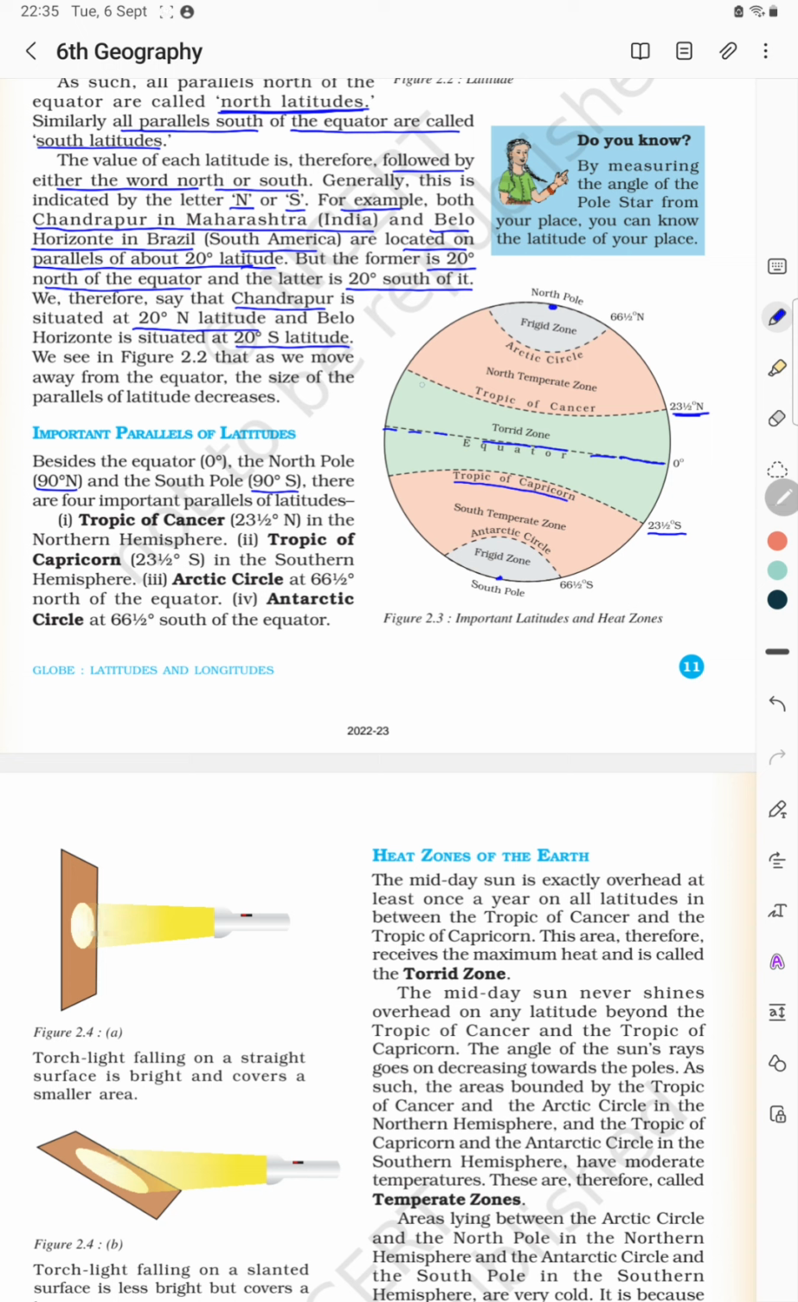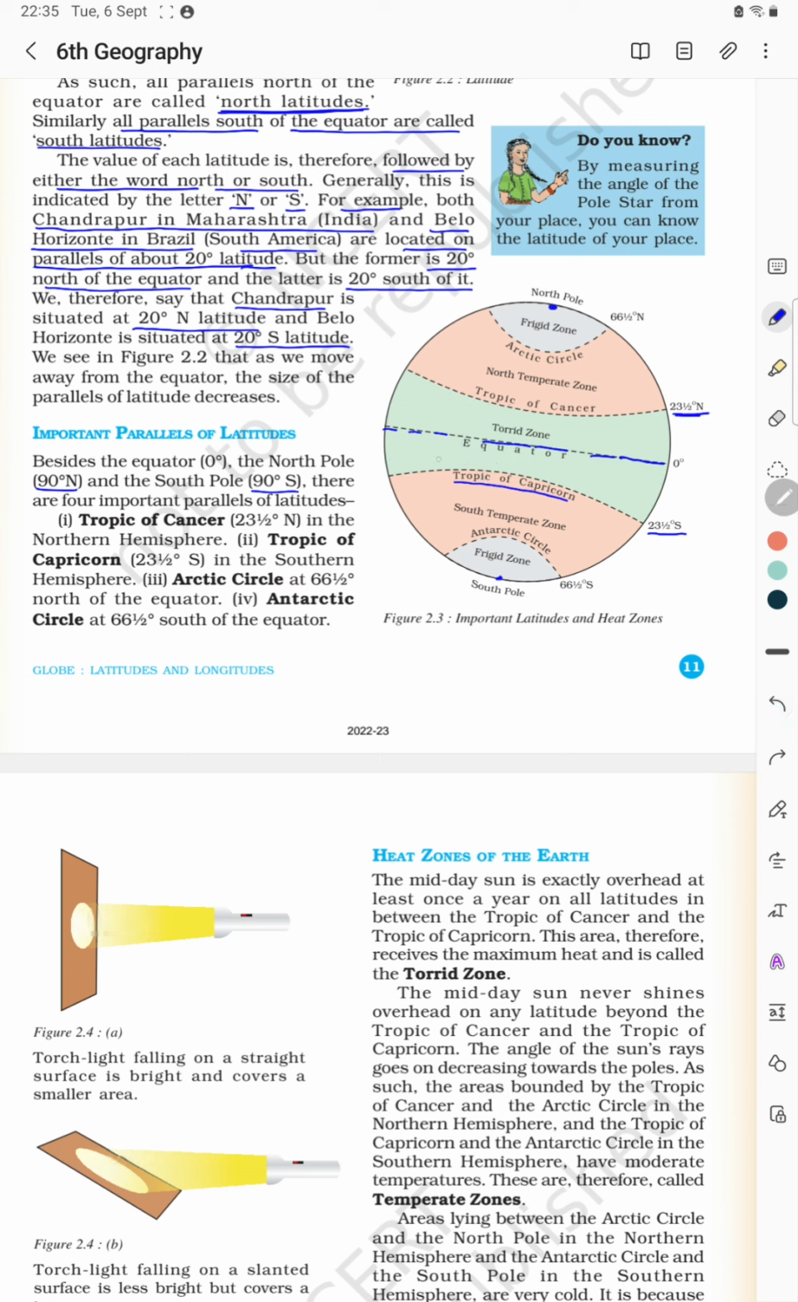Now the area between the Tropic of Cancer and the Tropic of Capricorn is known as the torrid zone. Okay, let us first learn about the parallels of latitude, then we will discuss the zones. These are basically heat zones that we will be learning after this topic.